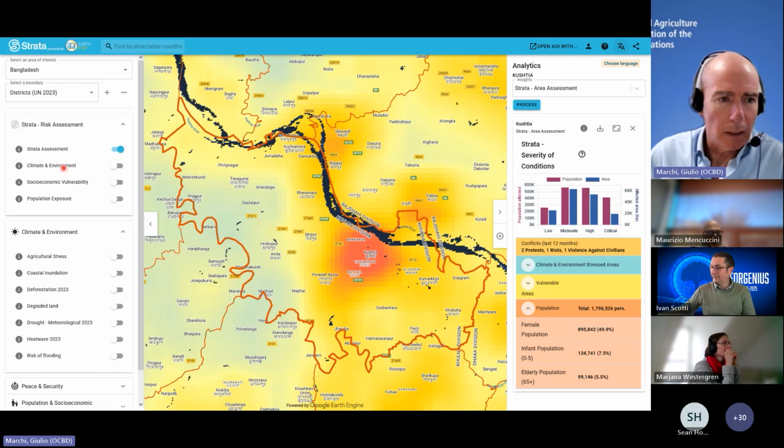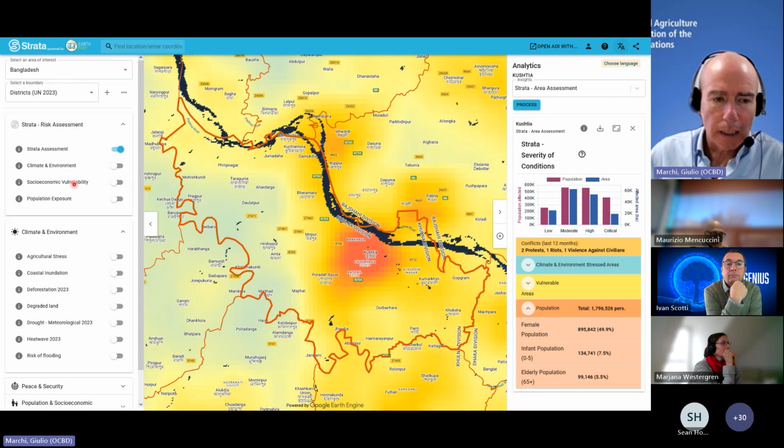from the climate environment topic as well as the socioeconomic vulnerability and the population exposure, meaning that this hotspot map will give at a glance what kind of areas present this convergence of different types of problems in one area only. And in the same way, statistics are calculated here on the right to give the user a finer, higher-resolution view of the area under analysis.